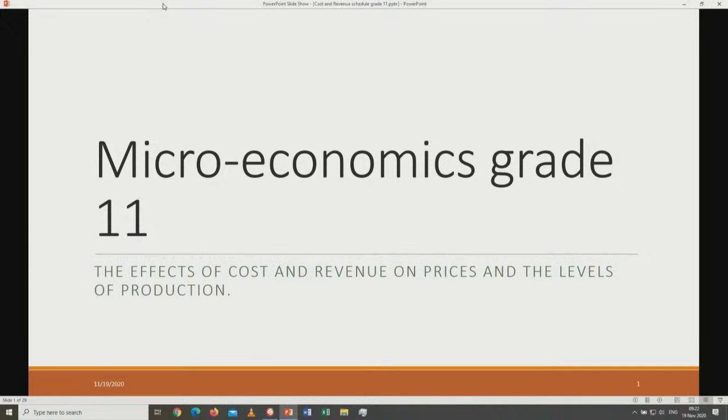So what we are basically going to look at, we are going to look at the effects of these short run and long run costs on the prices and the levels of production in a business. If we have time, we might also look at some revenues at a later stage, but it is not actually part of this session. This session only covers costs, both in the short run and in the long run.